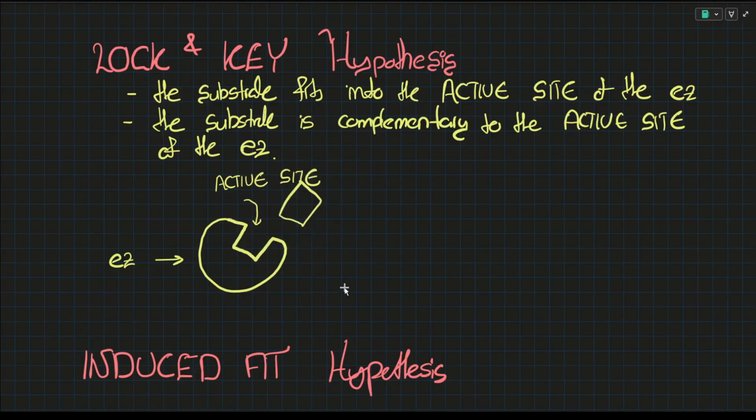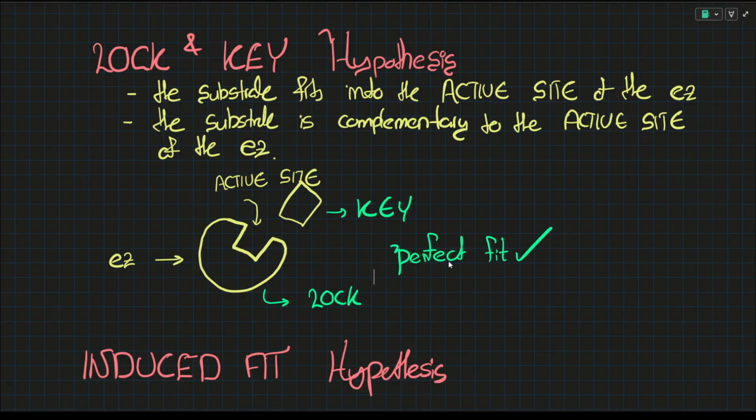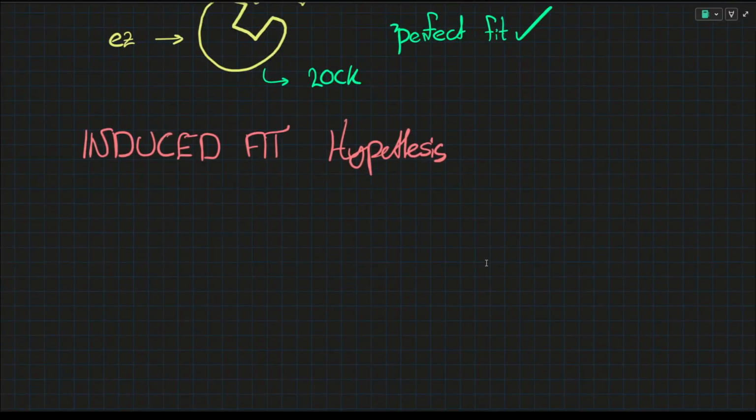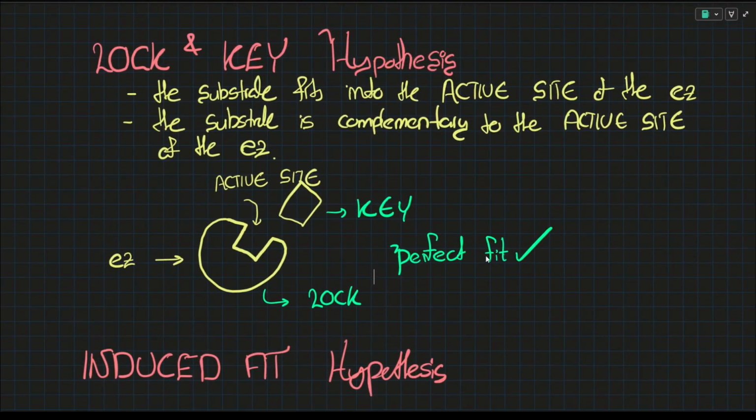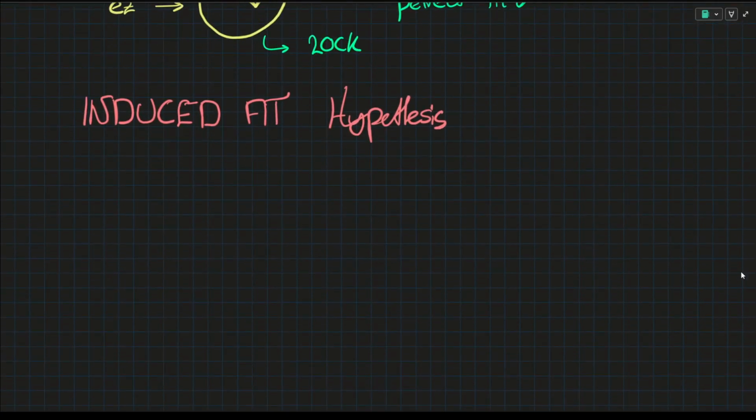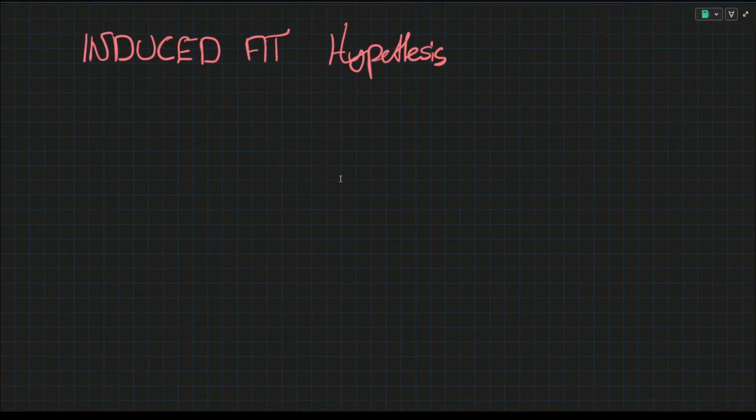So then why exactly are we talking about it in the form of a lock and key? That's because we're simply referring to the enzyme as being the lock and the substrate as being the key. We need a perfect fit for it to work. If you try opening your door with a different key, it's not going to work because there's no perfect fit. That is why we call this the lock and key hypothesis. But why is it outdated? Why do we use a new hypothesis now? Let's see what the induced fit model talks about.